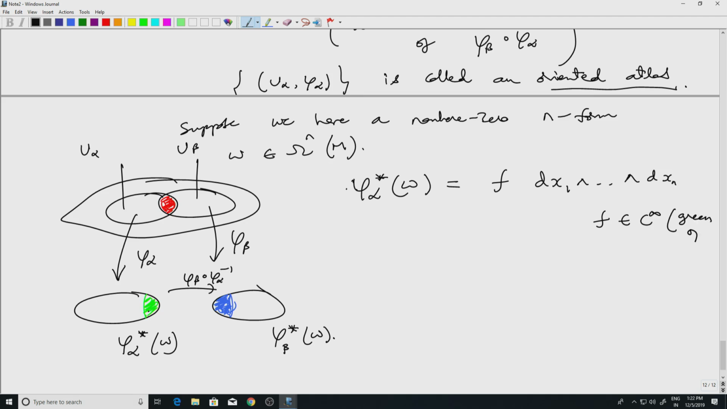I'll just write green open set, and phi beta star omega will be another function times dx1 ... dxn, where G is C infinity of the blue open set.